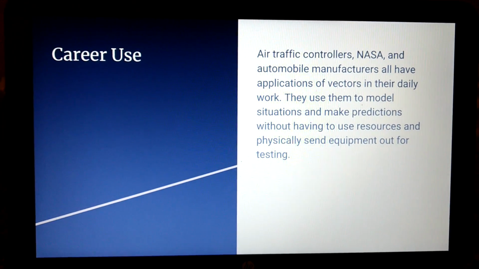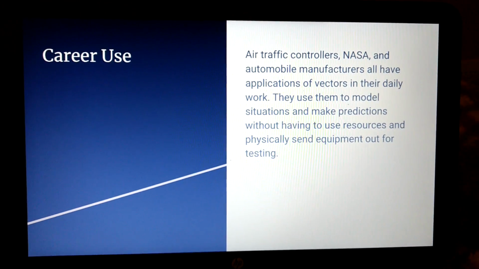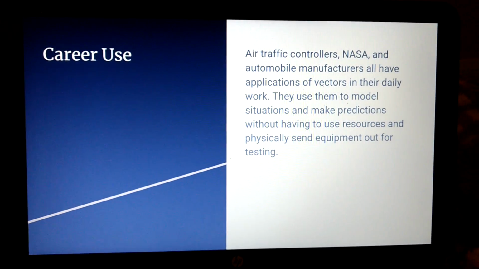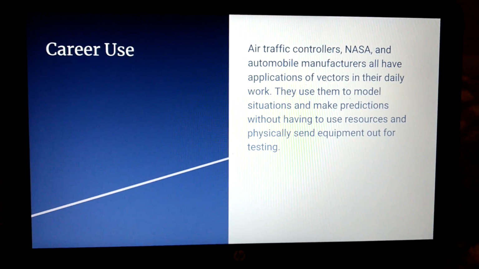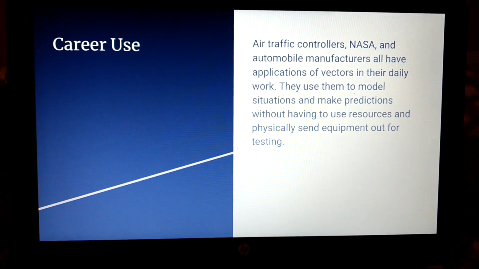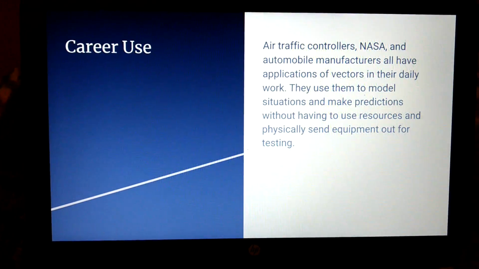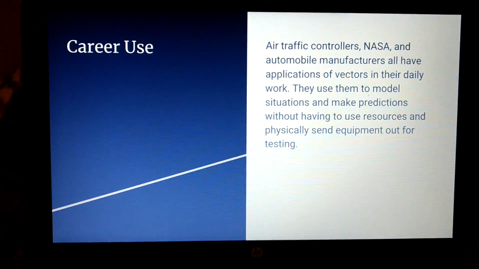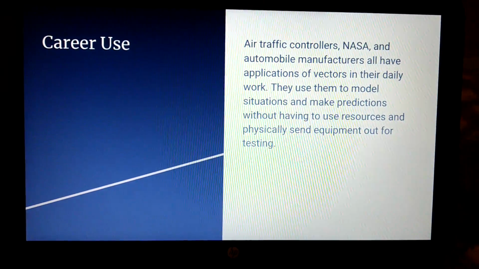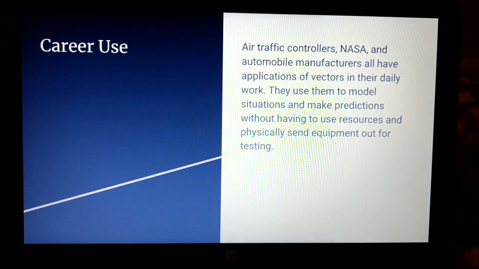So in careers, again, air traffic controllers, NASA, and automobile manufacturers all have regular applications of vectors in their work. They model, or they use it to model situations and make predictions without having to physically send out equipment and use resources and possibly waste materials, because they're out doing testing that they didn't necessarily have to do as far as figuring out the best way to do something.